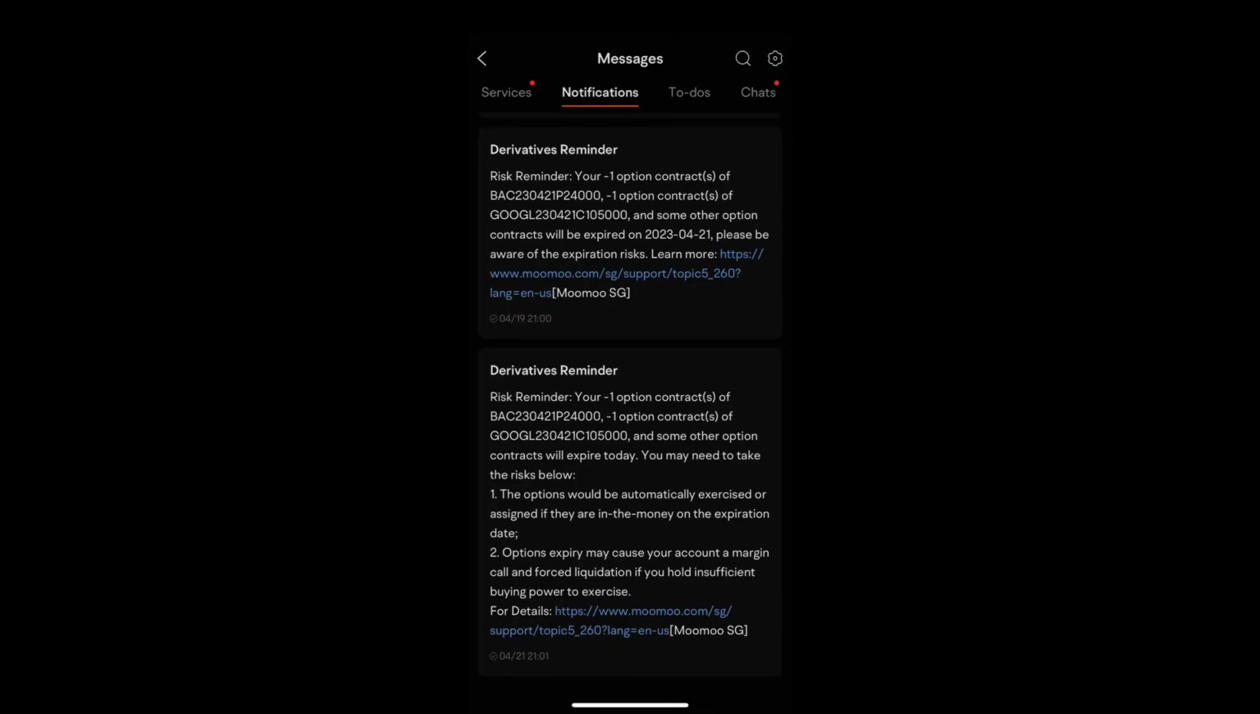Also, just to share with everyone, when your options are near expiry, like around 1 week before the expiration date, Moomoo will send you emails and notifications to remind you of the expiration dates, which I think is quite useful if one is too busy with his or her schedule, or if the person has too many trades in the account. Alright, right now I will show you 2 live trades that I did.